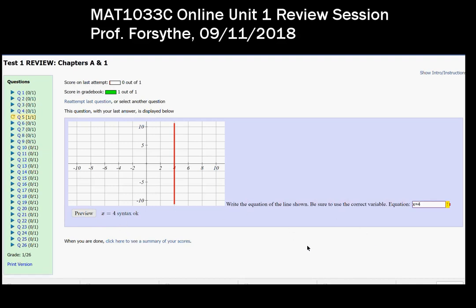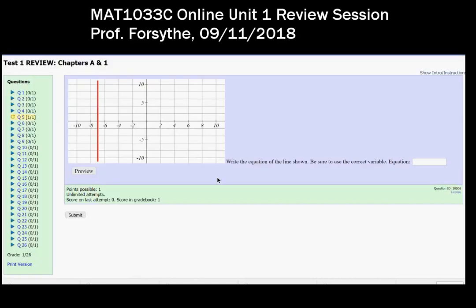If you had it right but you want to do a similar one, that's what I just did. So reattempt last question. Yeah. You see how for question 5, it still says 1 out of 1. I still have a 1 out of 26. That's the one I got right, but I am still reattempting that question.